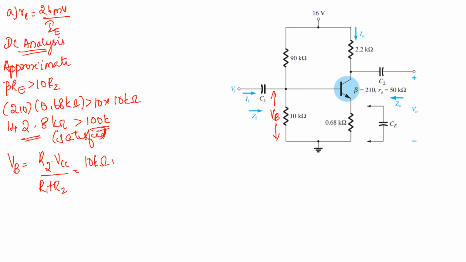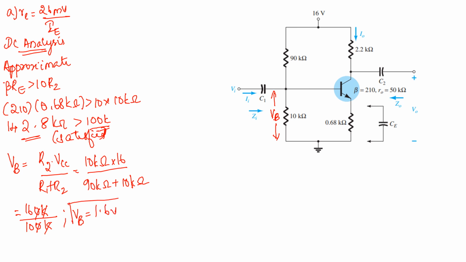VB is equal to 10 kilo ohm into what is your VCC? 16 volt, divided by what is your R1? 90 kilo ohm plus what is your R2? 10 kilo ohm. So what you will be getting? 160k divided by 90 plus 10, which is equal to 100k, right? So you will be getting 16 divided by 10. Therefore, you will be getting VB is equal to 1.6 volt.